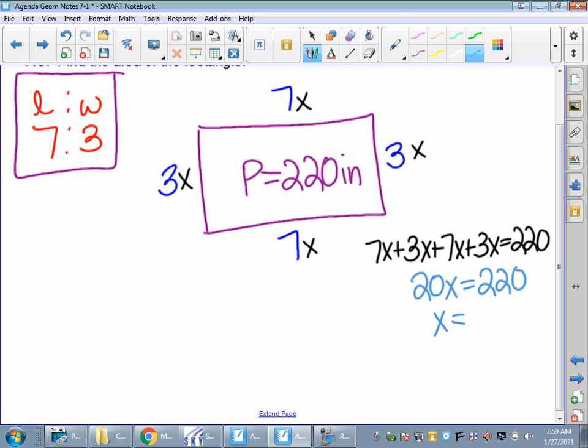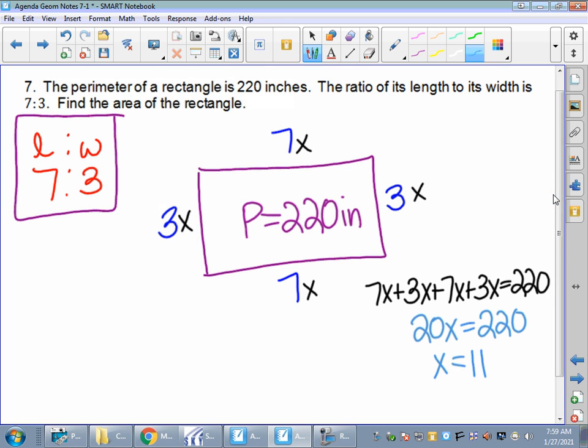So x must be equal to, what is that, like an 11? I think that's an 11. So are we done with this problem? X is 11, that's great. Find the area of the rectangle. Sneaky, right?